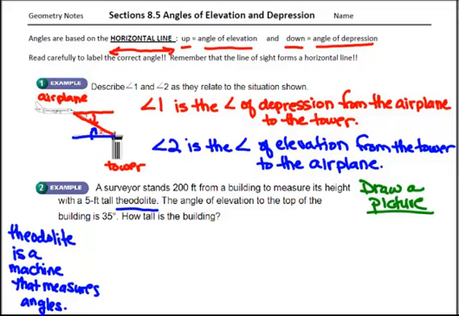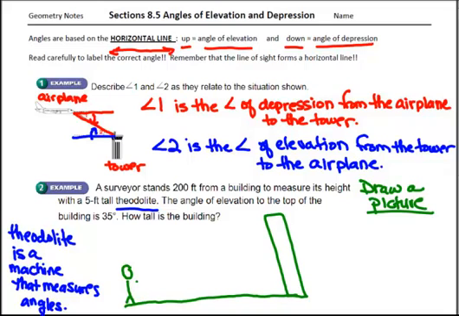So let's draw the surveyor. Here's the ground. Here's the tall building. And here's his little measuring device on the little tripod. He's going to stand 200 feet away from this building. The theodolite is 5 foot tall, and this is what's measuring the angle.